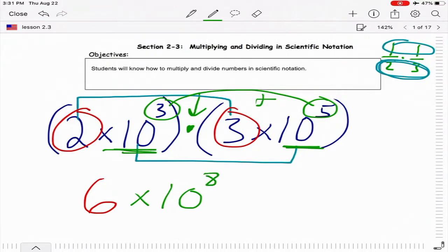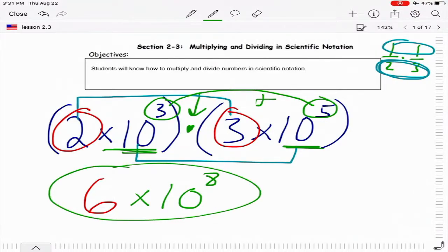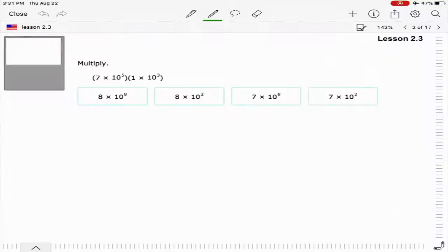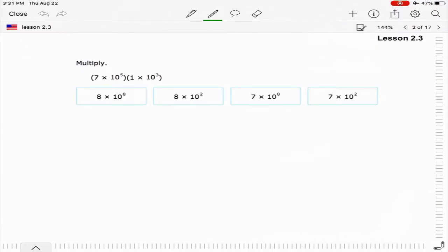Here you have to check to see if you need to tweak it, but you don't. Your a is between 1 and 10. So you're done. Your answer is 6 times 10 to the 8th power. That's all there is to multiplying scientific notation. So I'll do one with you, and then you do the next few on your own.